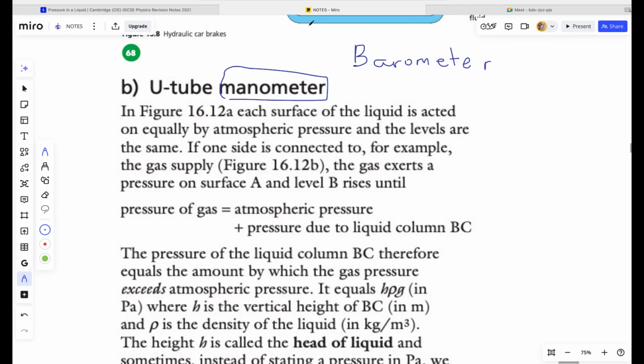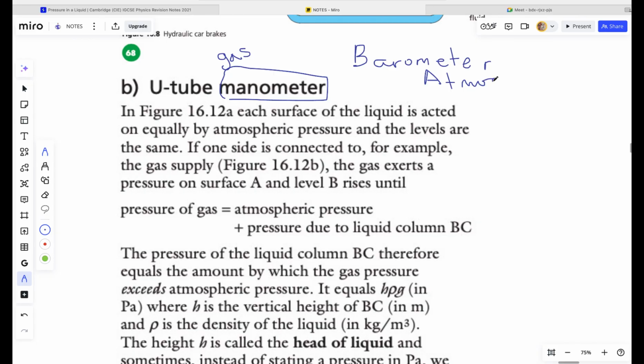Manometer is a U-tube. It's just like a U-tube, okay? A U-tube-shaped system that helps to measure gas pressure. This one measures the gas pressure, while barometer measures atmospheric pressure. This one is for atmosphere. So please take note. This is for measuring atmospheric pressure.